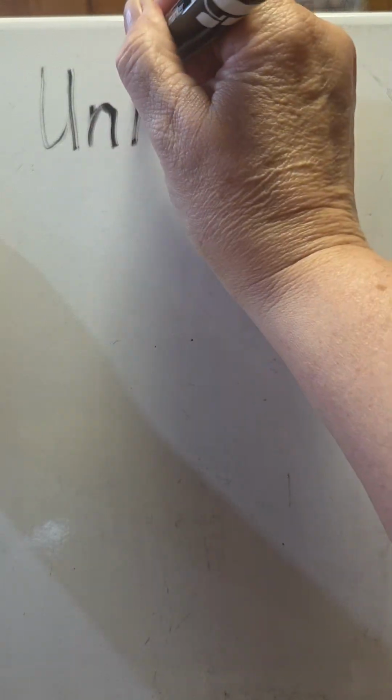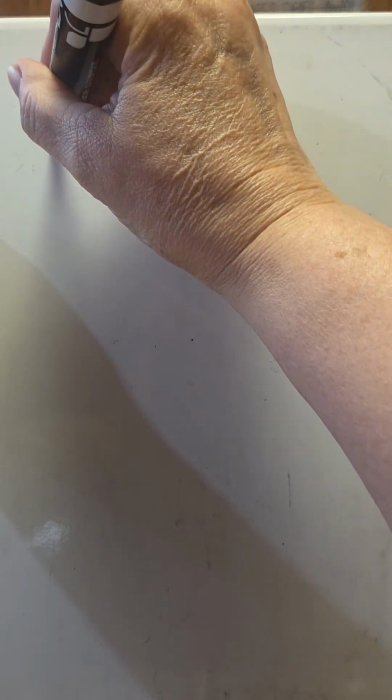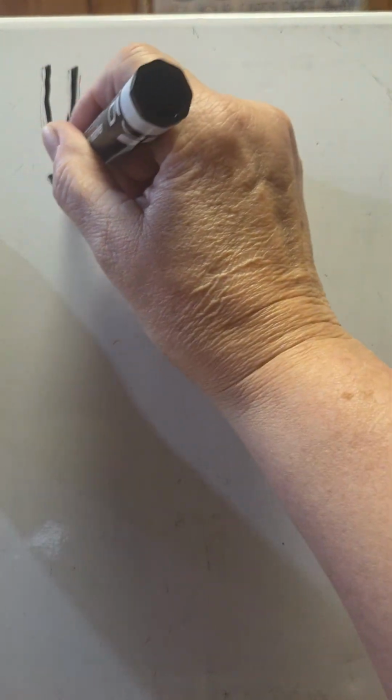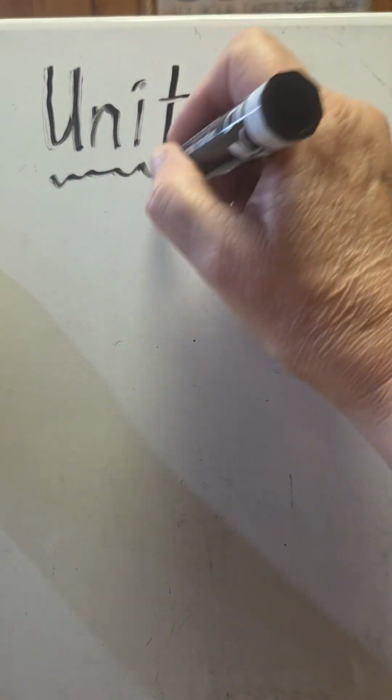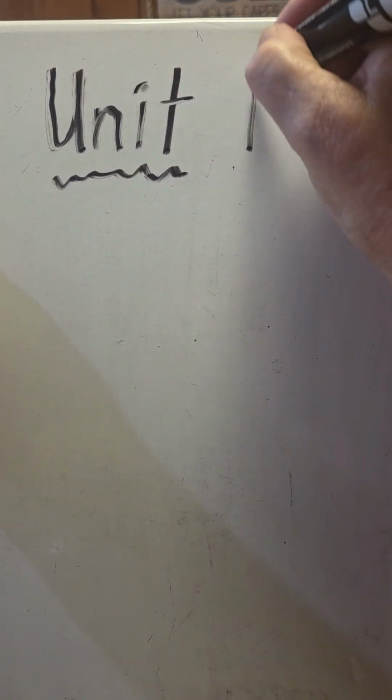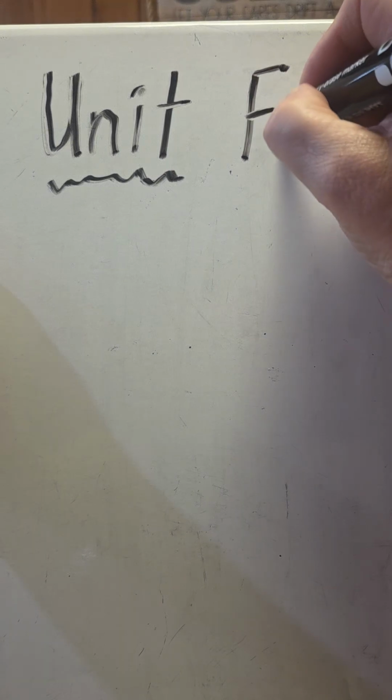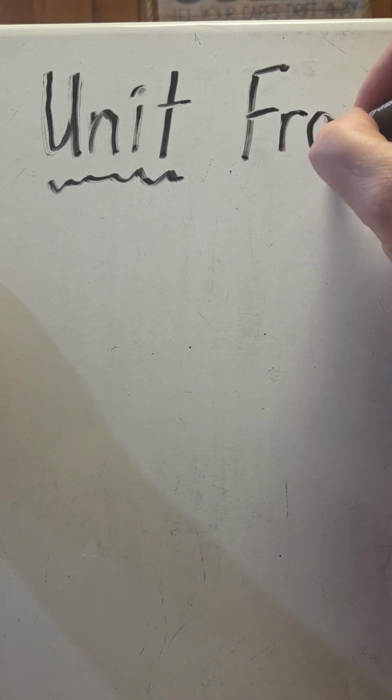I'm writing the word unit, but I'm stopping right here. Uni is a root word. It means one. I believe it comes from the ancient Greek language. Unit, one, like the United States of America. We are united together as one country. Anything that has uni in it means one.